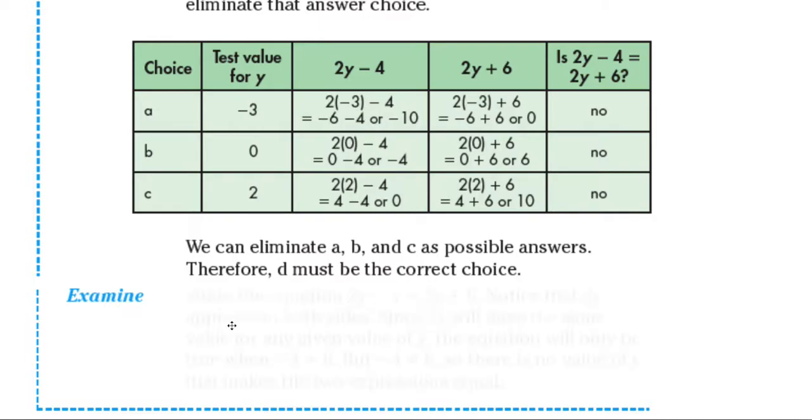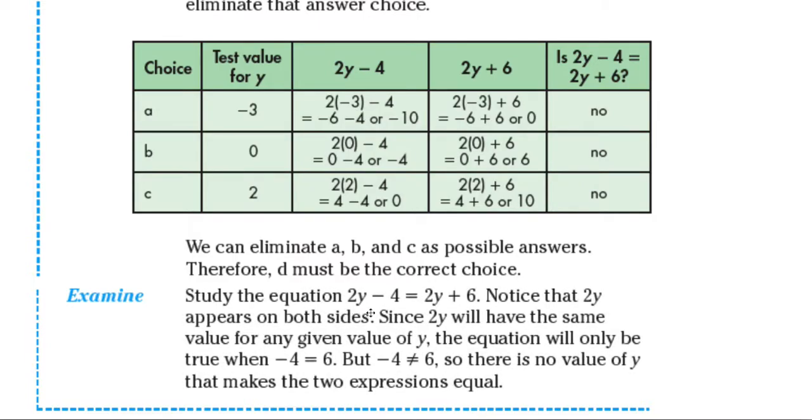Let's study the equations 2y minus 4 and 2y plus 6. Notice that 2y appears on both sides. Since 2y will have the same value for any given value of y, the equation will only be true when negative 4 is equal to 6. But negative 4 will never be equal to 6, so there is no value of y that will make those two expressions equal. That's one way of solving a word problem.